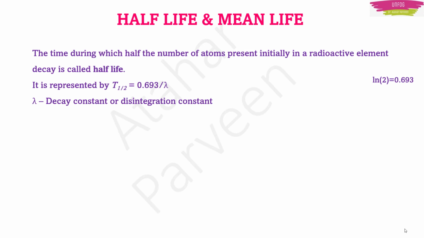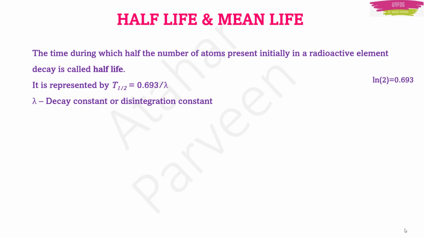Let's talk about half-life and mean life. Whenever we read about radioactivity, it is a must that we understand half-life and mean life, right? First of all, the time during which half of the number of atoms present initially in a radioactive element decay is called half-life. See, if you have 10 atoms initially, the time during which the 10 atoms will become 5 atoms is called half-life for that radioactive element. You represent it by T half, with half written as a subscript below T.